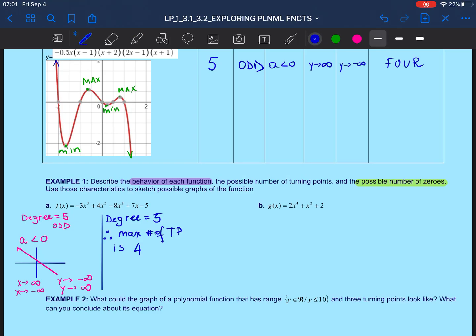So 5 factors means 5 x-intercepts, same as the degree.